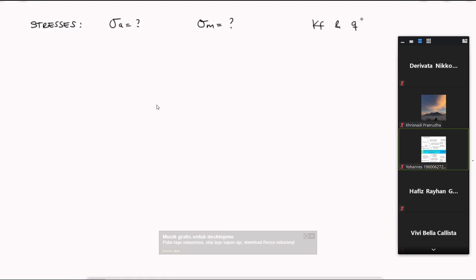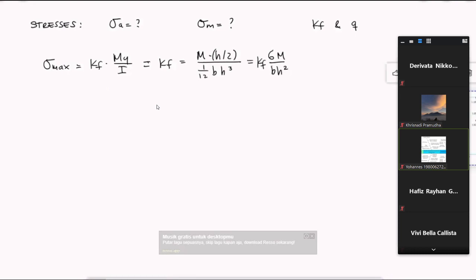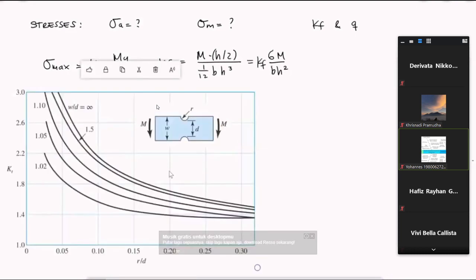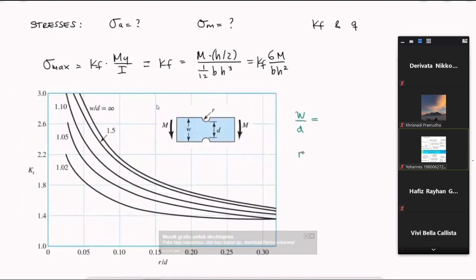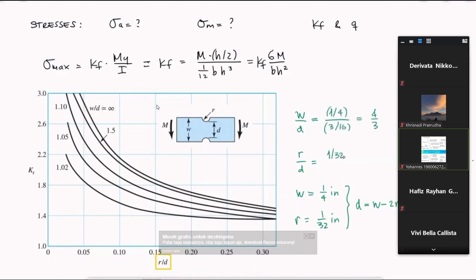I know that the maximum stress is equal to the stress concentration factor for fatigue times Mc over I. For a notched rectangular bar in bending like this one, I will need the w over d ratio and the r over d ratio, where w is 1/4 of an inch, the notch radius 1/32 of an inch, and therefore d 3/16 of an inch, which result in ratios of 4/3 and 1/6, or 0.16 repeating.